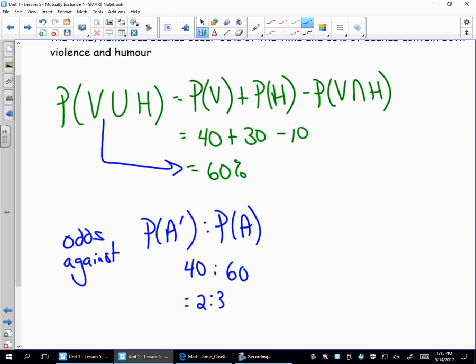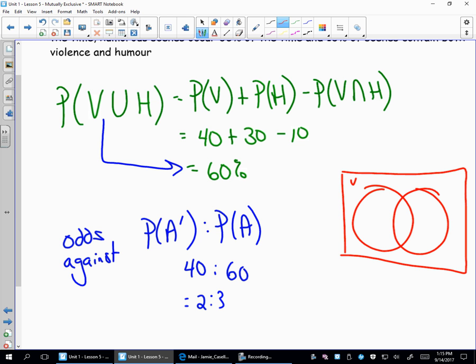Okay. Now, I used a formula. If you wanted to use a Venn diagram, that is totally possible. Our Venn diagram would have violence, humor. We had 10% in the middle. Violence was 40, so this circle is 40. If I subtract the 10 already. Humor was 30. If I subtract the 10 in the overlap, I get 20. So if I'm talking about or, add them all up, and that should come out to 60%. And it does. Okay, so that's our idea for today.